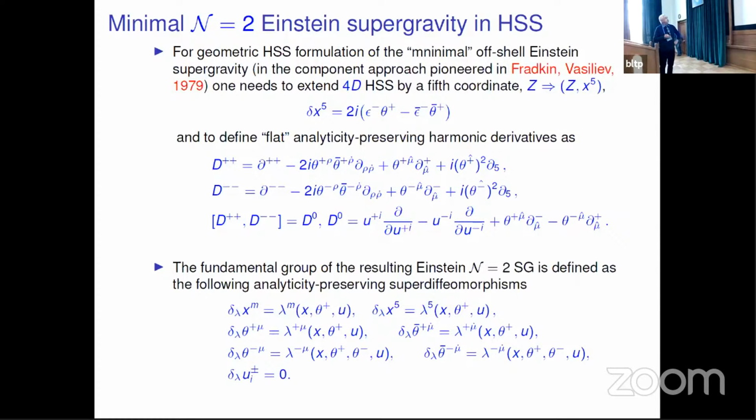What concerns N=2 Einstein supergravity? In this case, we need to extend this superspace by 5 coordinates, define the following flat harmonic derivatives, and define the group of N=2 Einstein supergravity as the group of analytic diffeomorphisms of this extended analytic subspace, x^m, θ^+, θbar^+, and x^φ. This non-analytic coordinate has no transformation, but these additional gauge parameters can be fully fixed by choosing some supersymmetric gauge.